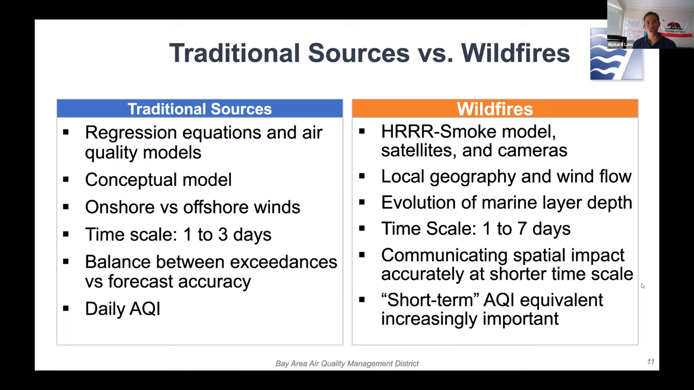I'm now looking at more sources of information, focusing on very local scale topography and wind flow, to help us determine whether the San Francisco Bay Area will get impacted by wildfire smoke. Next slide.